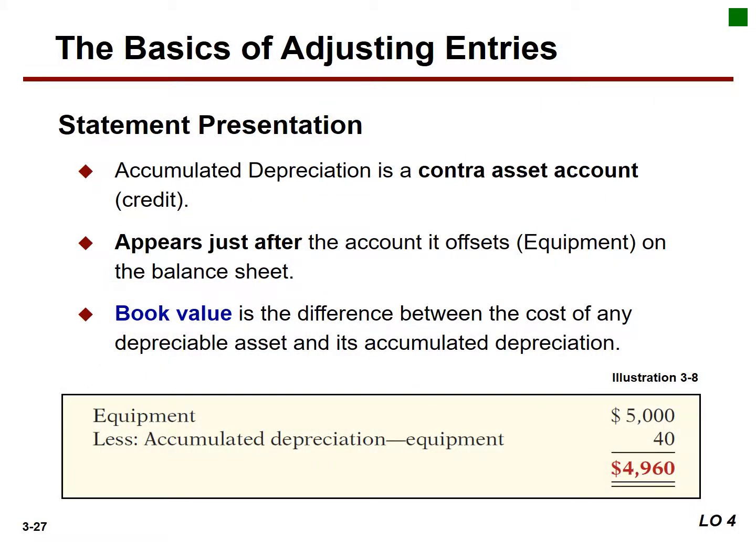On our balance sheet, here is how we would present that equipment account and that contra asset account accumulated depreciation, equipment. We're going to show the cost of our equipment, and then we're going to subtract our accumulated depreciation on that equipment and show what's called the book value of our equipment on our balance sheet, this $4,960. When we get into Chapter 9 and talk about fixed assets, you will see why we need to keep our accumulated depreciation separate from our equipment account.